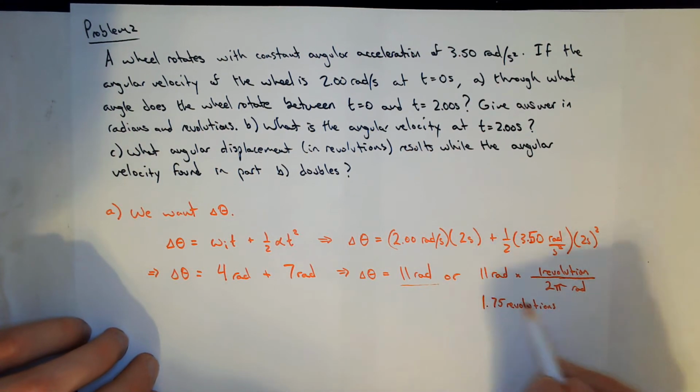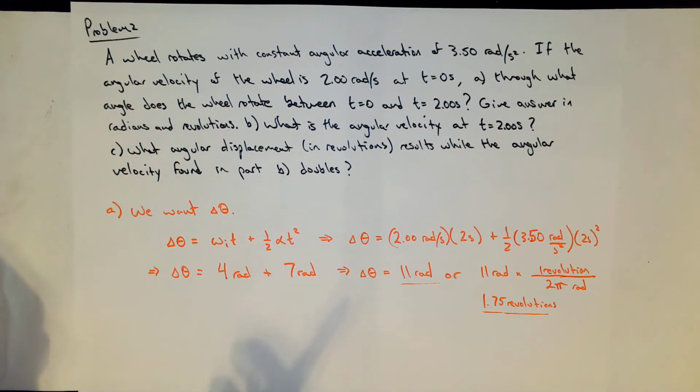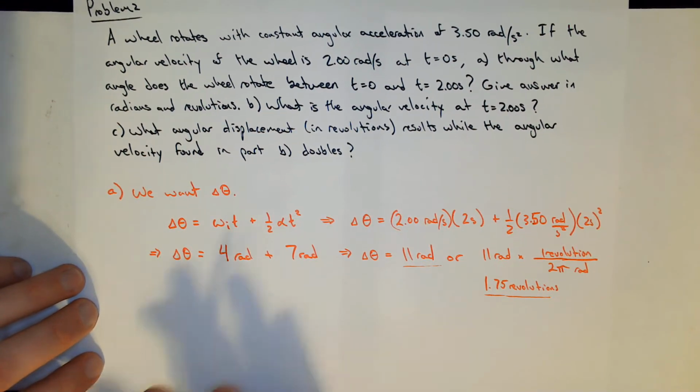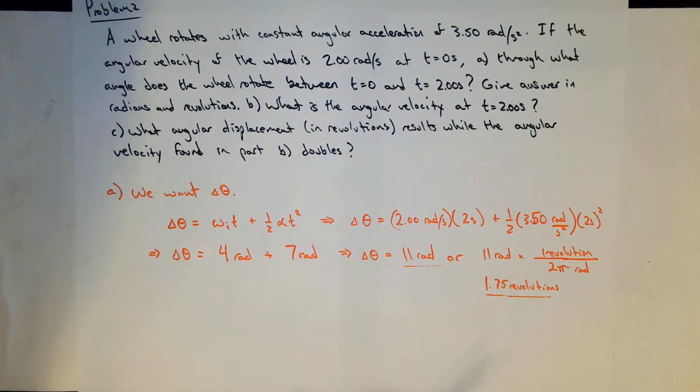So 11 radians or 1.75 revolutions. Any calculation we do in these kinematic equations, we're going to use radians. The revolutions thing is just an extra thing that the problem is asking for.